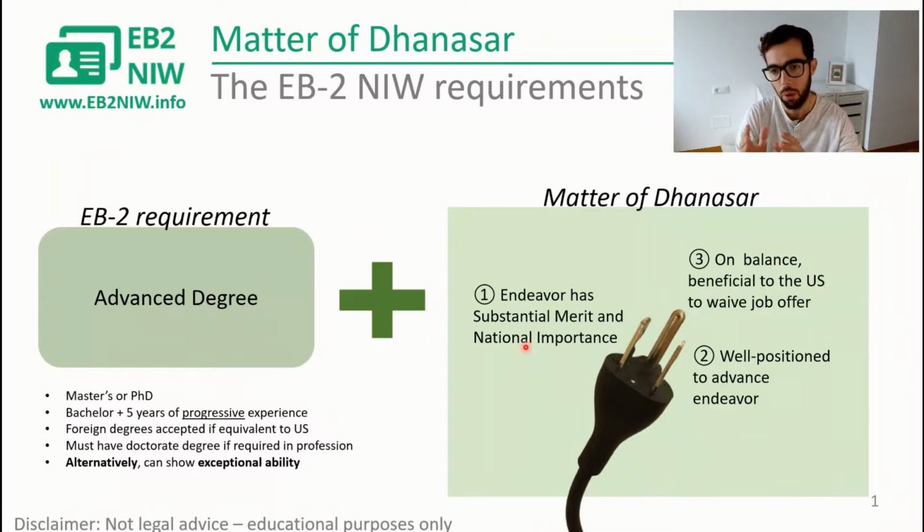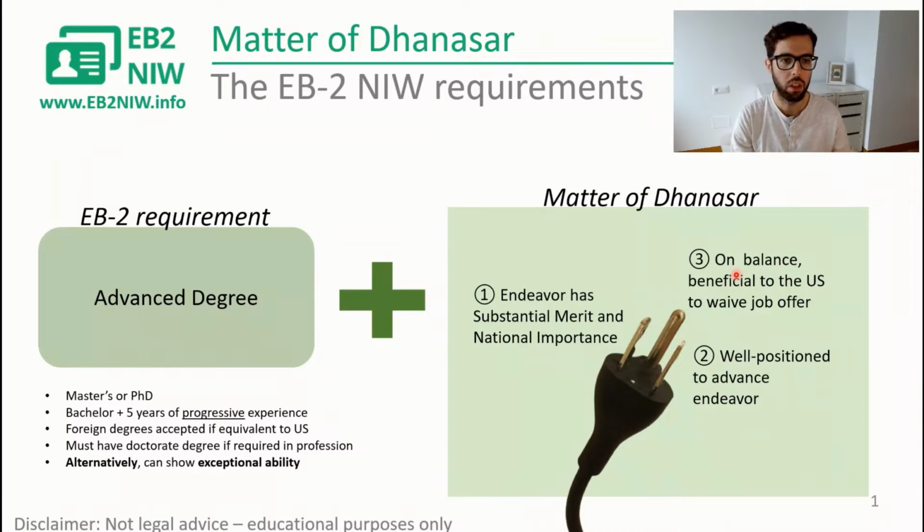For me, that's probably the key prong in this Matter of Dhanasar. You also have to show that you are well positioned, that you have a history of progress in your field and you have achieved something. And number three, on balance, it is beneficial for the United States to waive the job offer, because this EB2 NIW category is a category in which you can self-petition. You don't need a job offer, you don't need a company, you don't even need a lawyer to do this. You can do everything by yourself.